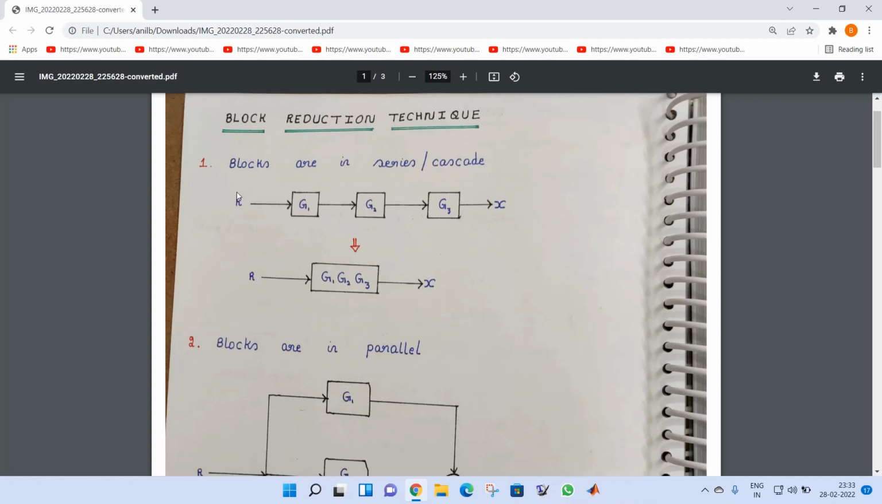In this, the first rule is, you see here three blocks, right? The blocks are connected in series. R is the input and X is the output. Between input and output, the blocks are connected in series, or you can also say cascade form. You will take the overall block diagram in product form, G1 into G2 into G3. Between input and output, the overall relation is G1 G2 G3. So this is the first rule.